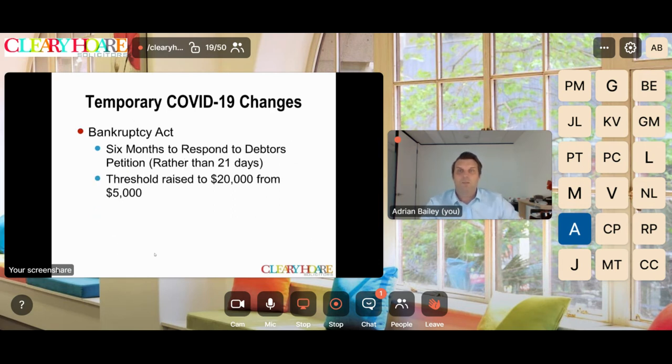In terms of the Bankruptcy Act, so individually held assets and issues, again, there's been some changes there. We have 6 months to respond to a debtor's petition rather than 21 days. And the threshold at which time we can lodge a debtor's petition has been raised to $20,000 from $5,000. So some fairly reasonable common sense changes there to take into account, obviously, the changed world we currently reside in.